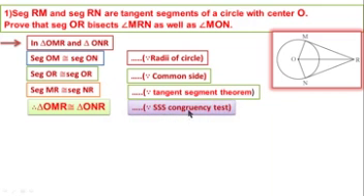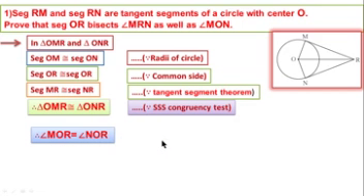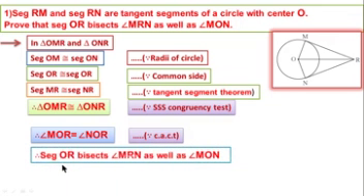Yes, congruency test. Therefore, angle MOR is equal to angle NOR, corresponding angles of congruent triangles. Segment OR bisects angle MRN as well as angle MON.